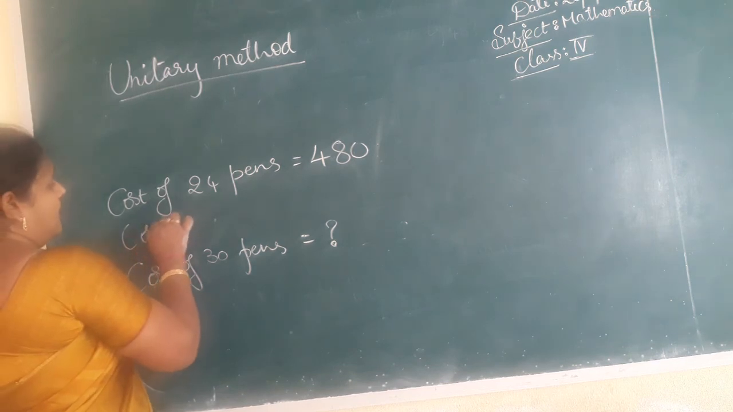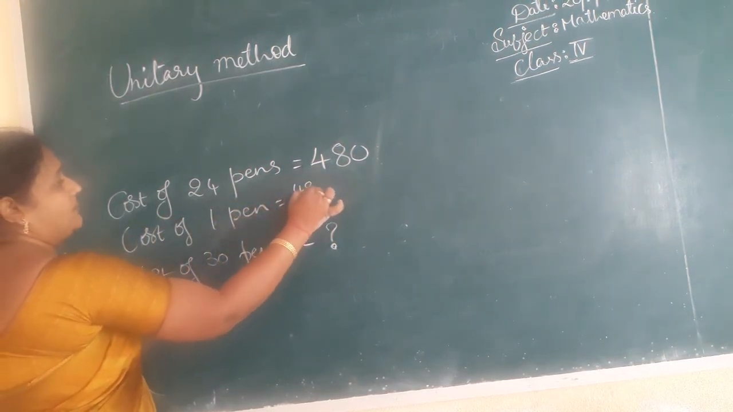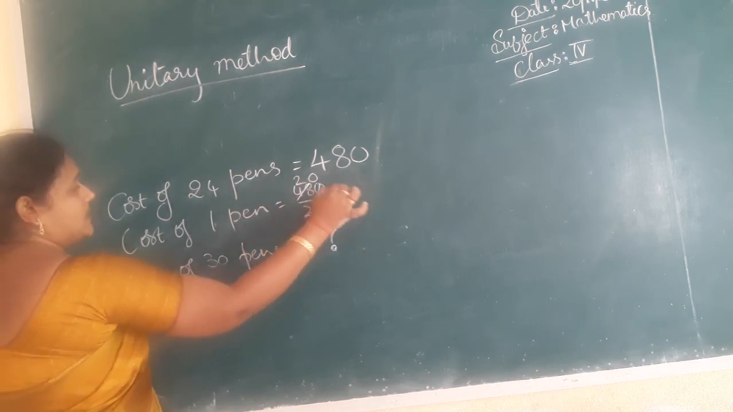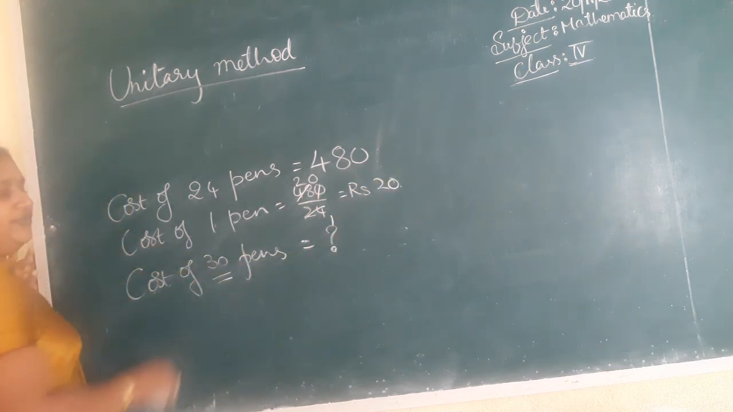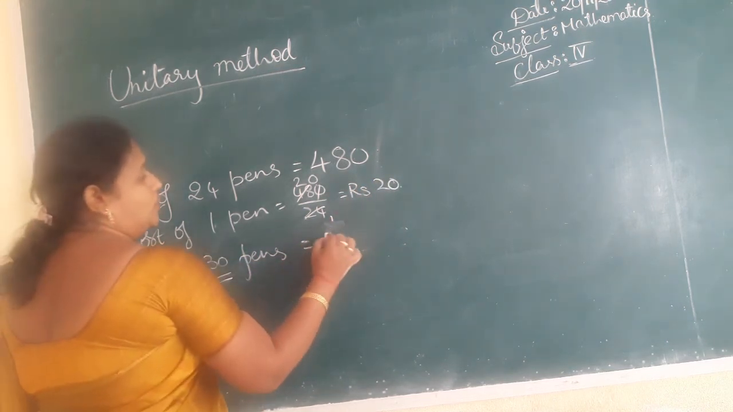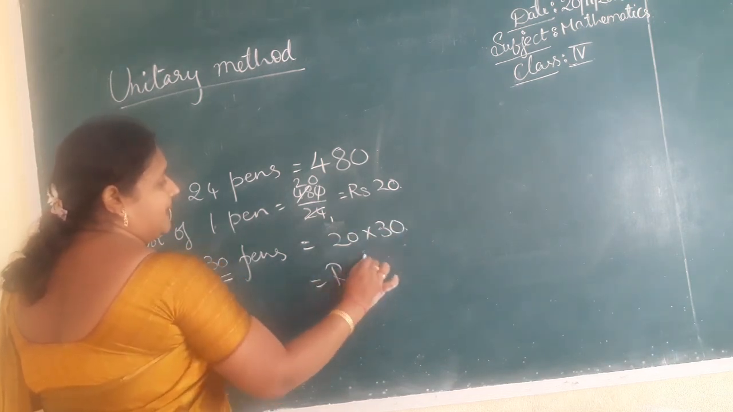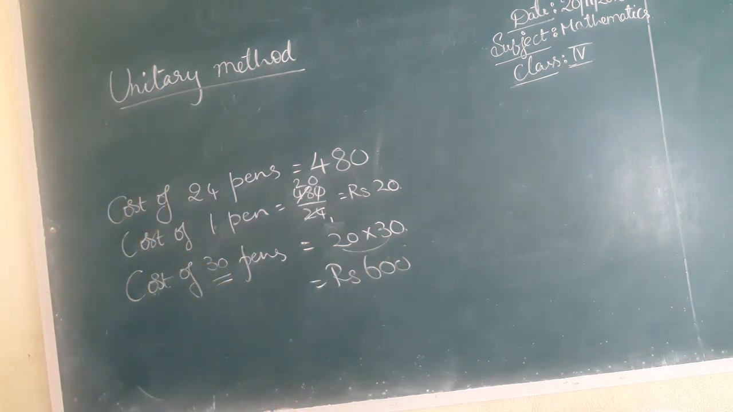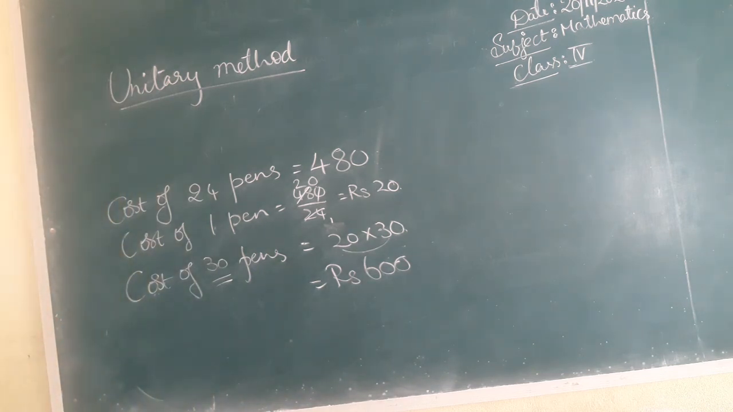First you have to find the cost of 1 pen. It's nothing but 480 by 24. So the cost of 1 pen is 20 rupees. Here they are asking us to find for 30 pens. So 20 into 30. Total cost of pens is 600. Like that you can find. I will tell you one more sum.